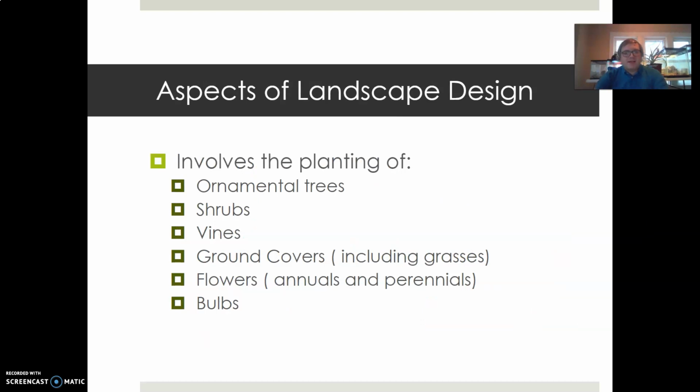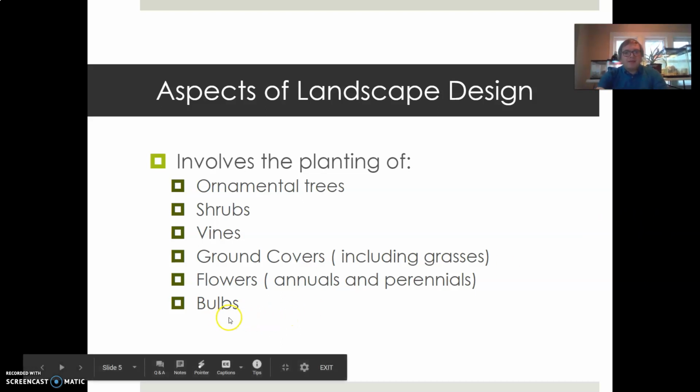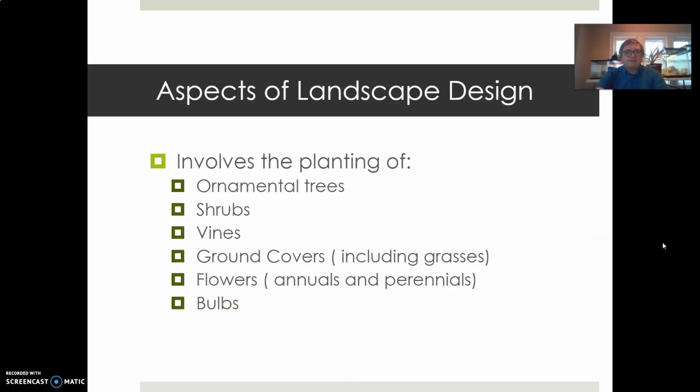So aspects of landscape design. So this can involve the planting of ornamental trees. And when we say ornamental, we just mean ones that are there for more decorative purposes than anything else. Shrubs, vines, ground covers, including grasses. So anything that will cover up soil, basically, in certain areas can be ground cover. Ivy would be another good example of ground cover. Flowers, both annuals and perennials. So ones that either only live their life through 1 year or ones that keep coming back year after year. And bulbs. Again, a lot of these end up being flowers whenever we're talking about bulbs, but that's another aspect of landscape design in terms of what we could be planting.